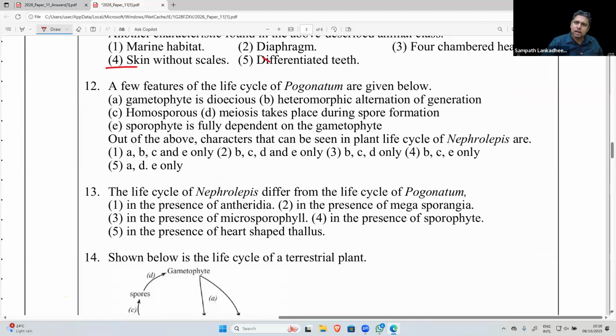Few features of the life cycle of Pogonatum are given below. Gametophyte is dioecious. Heteromorphic alternation of generation. Homosporous. Meiosis takes place during spore formation. Sporophyte is fully dependent on the gametophyte. Out of the above characters, which can be seen in the plant life cycle of Nephrolepis?